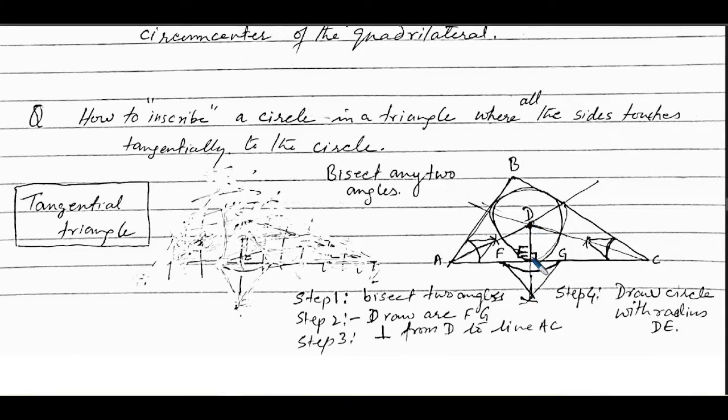Now you got the radius, and draw from this point. Same thing you can do here, but it will be the same. Okay, so you draw a circle with this radius. Okay, so what are the steps? Step 1: bisect 2 angles. Step 2: draw arc FG. Step 3: draw a perpendicular from D to line AC, and draw a circle with the radius DE.